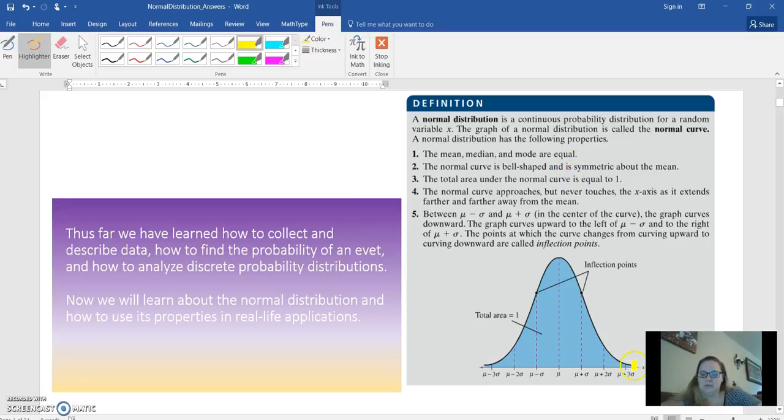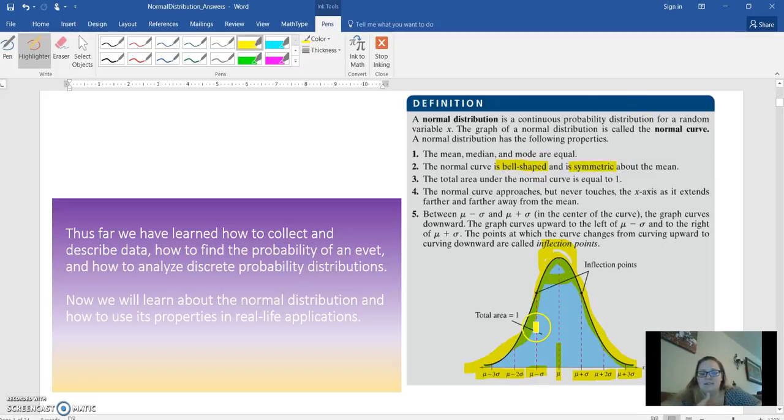All right, so the normal distribution, remember it's that guy. And this is the mean. And this is the mean minus 1 standard deviation, the mean minus 2 standard deviations, the mean minus 3 standard deviations, the mean plus 1 standard deviation, the mean plus 2 standard deviations, the mean plus 3 standard deviations. The mean, median, and mode are all relatively equal. It's bell-shaped, so that's why it's also called the bell curve, and it's symmetric about the mean.